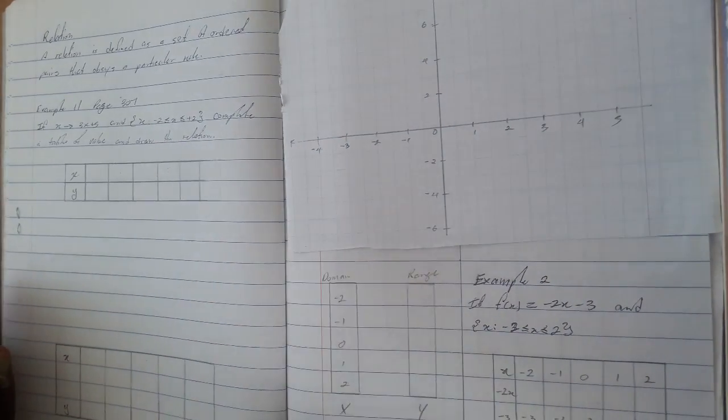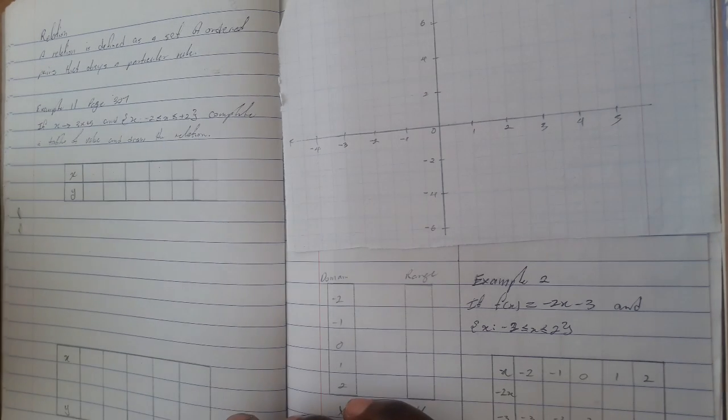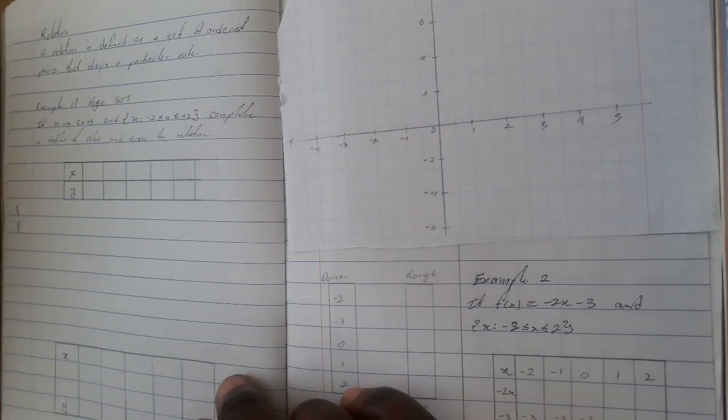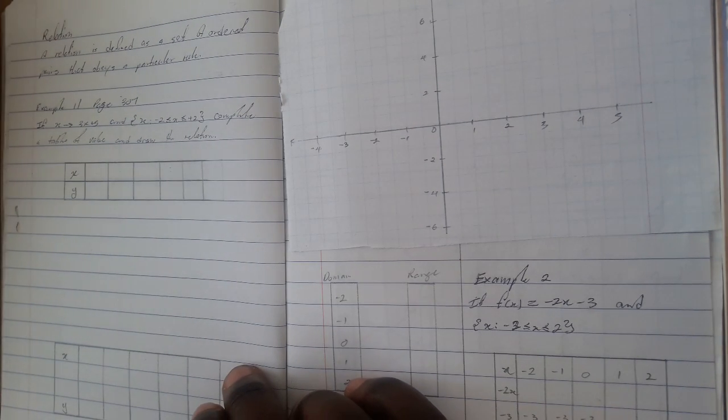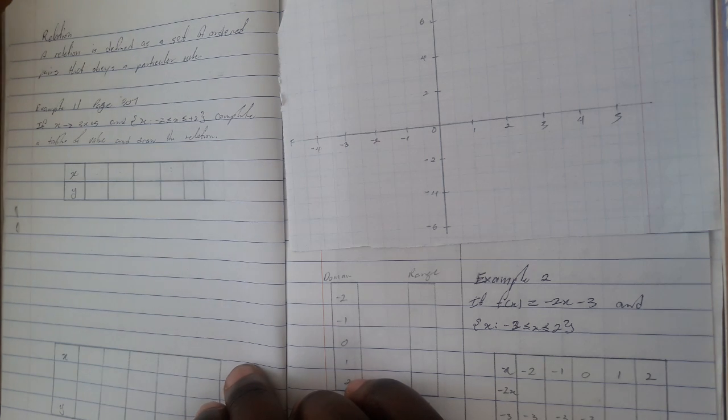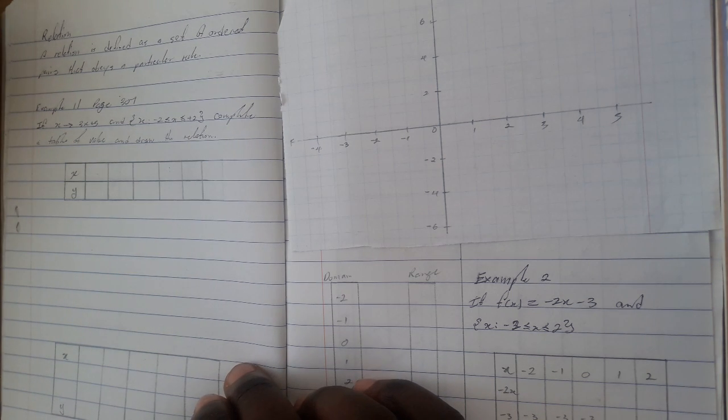Alright, next we deal with relation. What is a relation? A relation is defined as a set of ordered pairs that obeys a particular rule. So, as a pair, it's basically coordinates that follow a particular rule, or a set of numbers, if you want to put it that way.